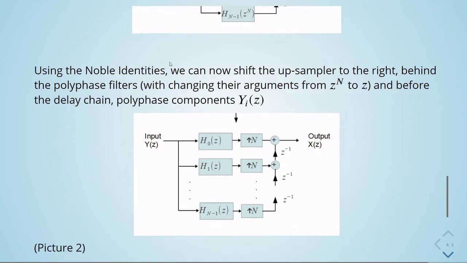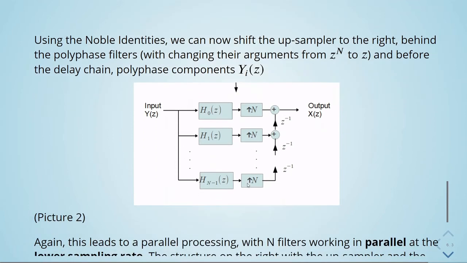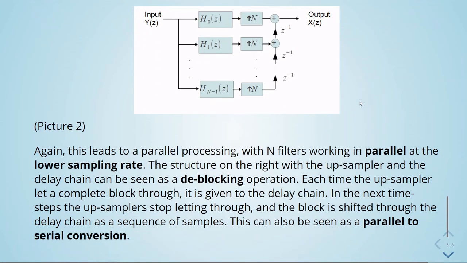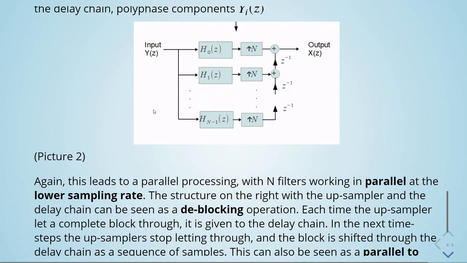So we have polyphase components given by this diagram here. This is picture 2. Again, this leads to parallel processing with N filters working in parallel at the lower sampling rate. So the structure on the right, with the upsampler and the delay chain, can be seen as a deblocking operation.